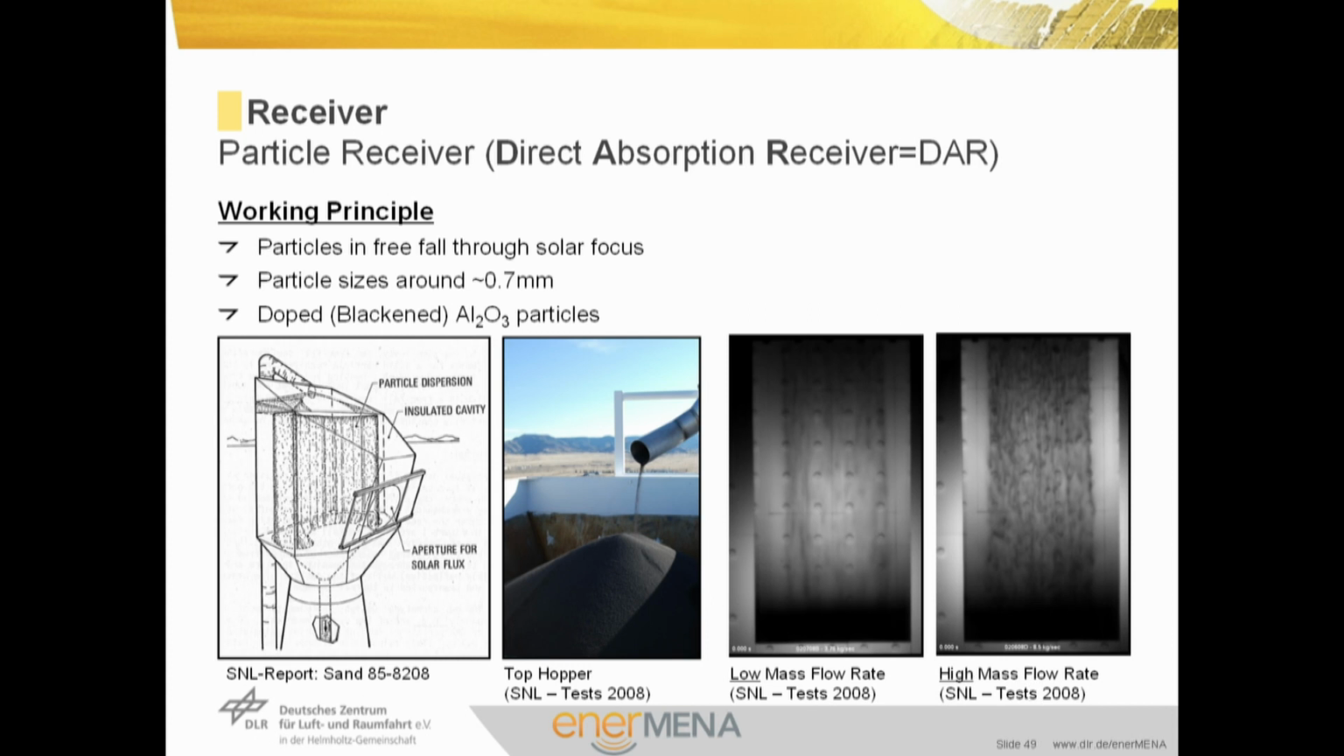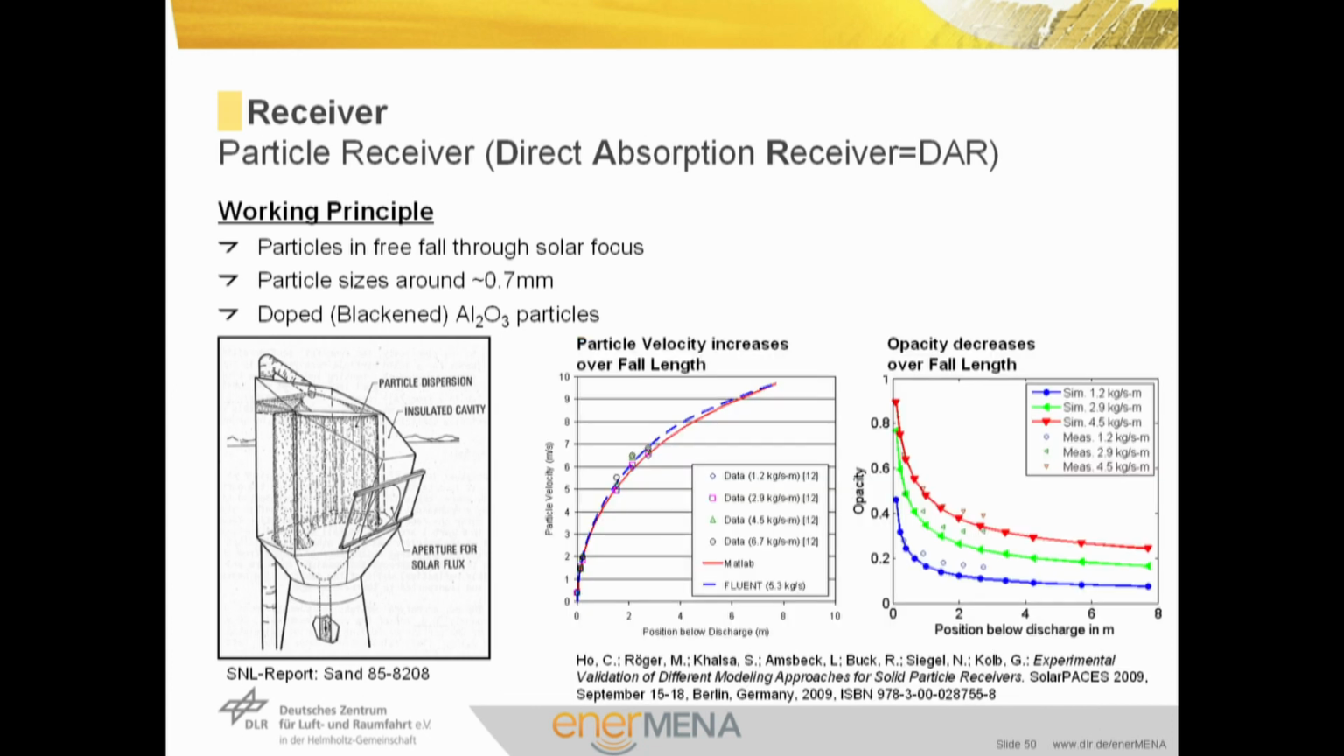Recirculation of particles, for example, can improve the efficiency in part load. Here in this picture, you see a top hopper with the small particles. These are around 0.7 millimeters, and usually they are of aluminum oxide doped with blackened the particles. Also, particle velocity increases with particle fall length as particles accelerate in free fall. Here the position below discharge, and here the particle velocity, how it increases. Both simulations and measurement are in good agreement.